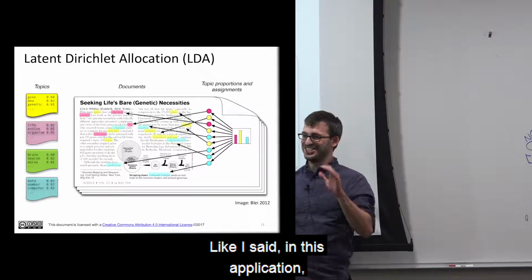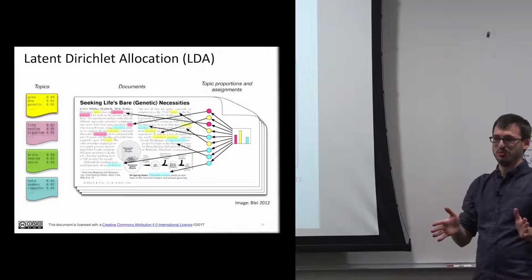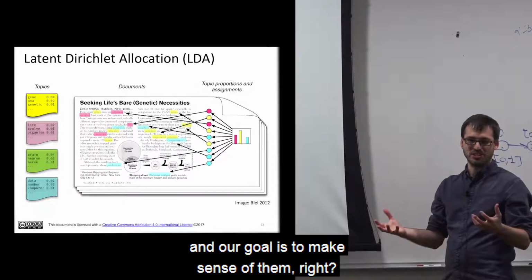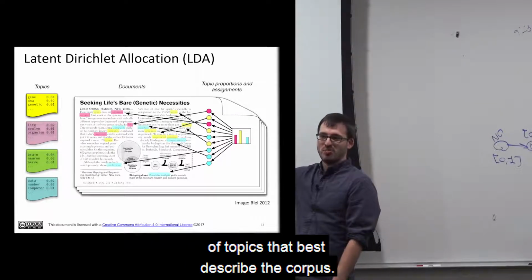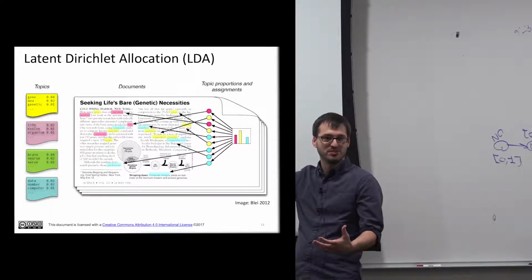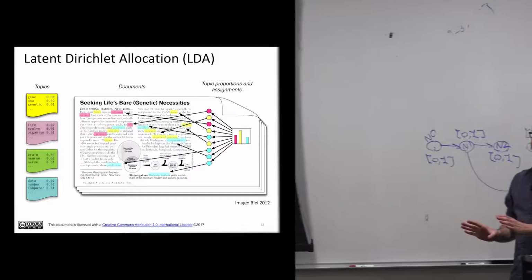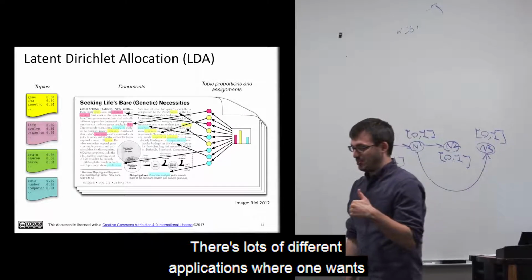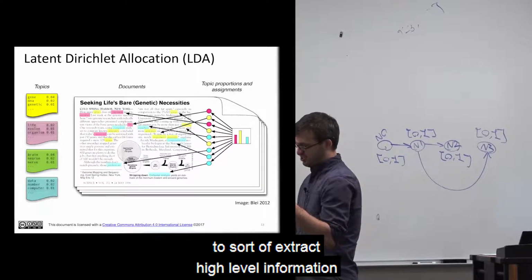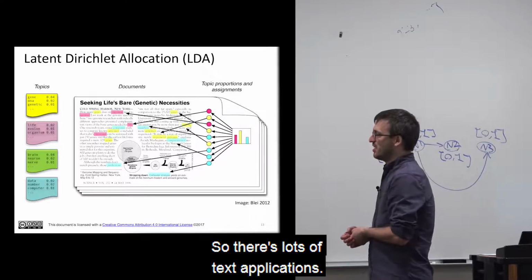Like I said, in this application, someone just hands you a big chunk of documents, and our goal is to make sense of them, and to discover, basically, the topics and the mixtures of topics that best describe the corpus. Okay? Now, this has tons of applications. There's lots of different applications where one wants to extract high-level information from just a big chunk of raw data.